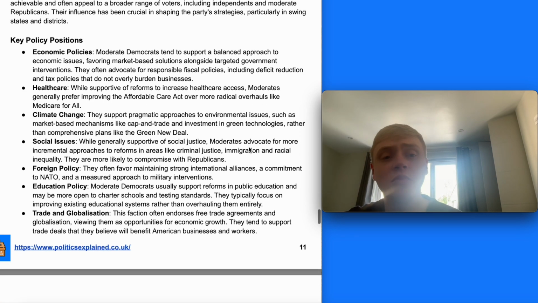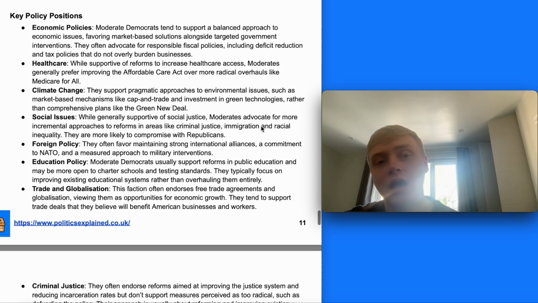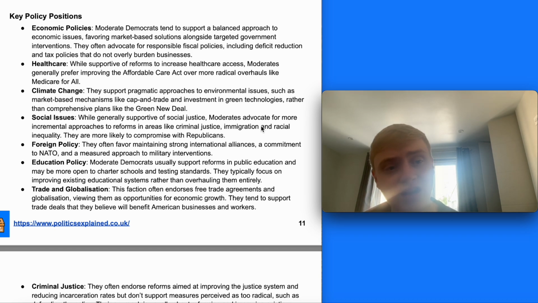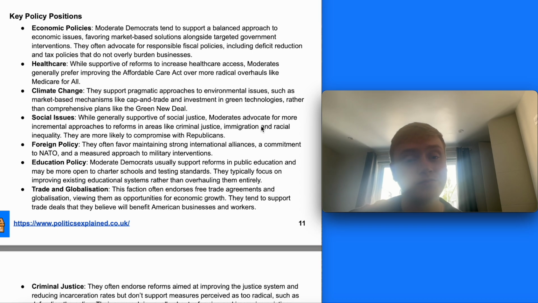In terms of healthcare, while supportive of reforms to increase healthcare access, for example with the Affordable Care Act, moderates generally prefer improving the ACA over more radical overhauls like the idea of Medicare for All. In climate change, they support pragmatic approaches to environmental issues such as market-based mechanisms, and this can be seen in the Inflation Reduction Act, rather than comprehensive plans like the Green New Deal. And on social issues, whilst generally supportive of social justice, they advocate for more incremental approaches to reforms in areas like criminal justice, immigration, and racial inequality, and are more likely to compromise at points across all of these areas of policy with Republicans.